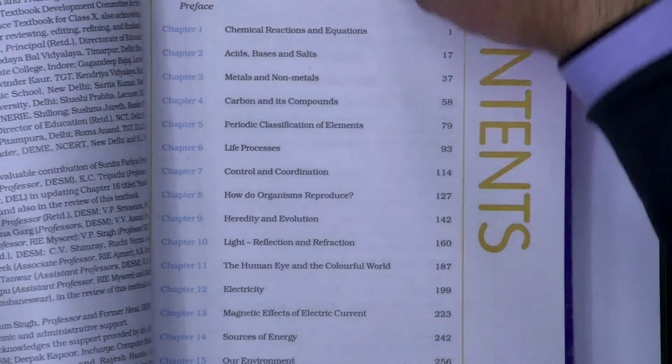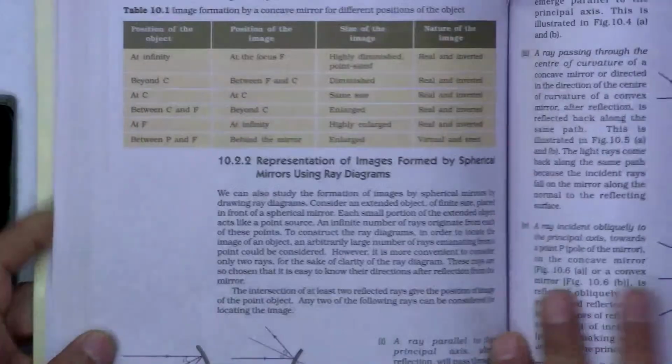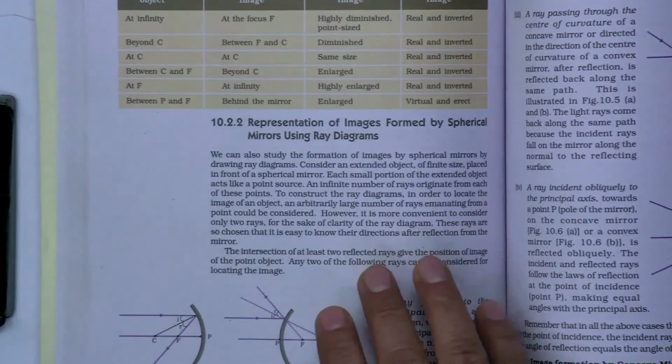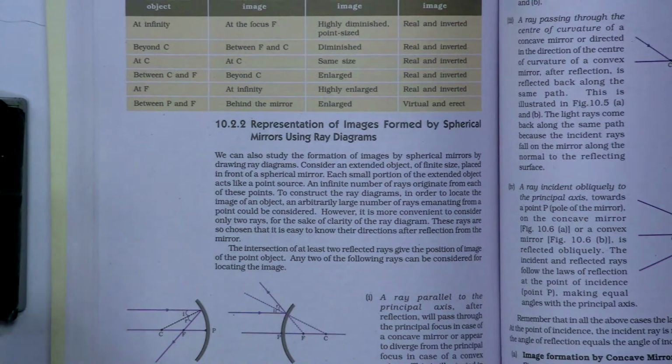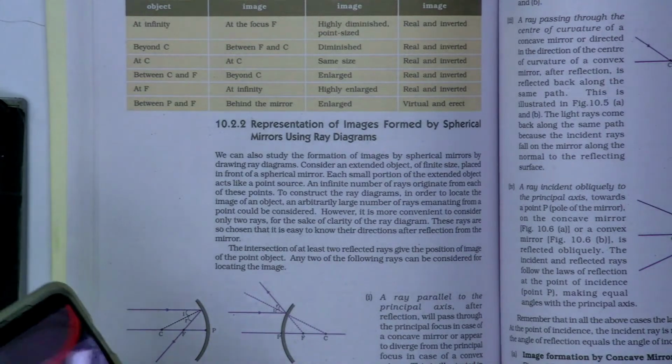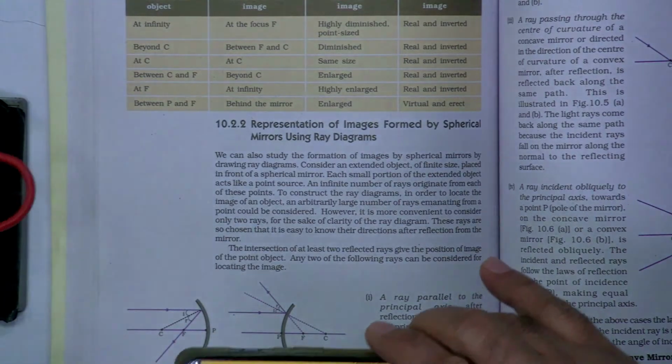Chapter number 10, light reflection and refraction, and the image is 10.3. Our simulation is downloaded, and now you see that, as I said earlier, the camera is automatically open. Now I need to scan this image.